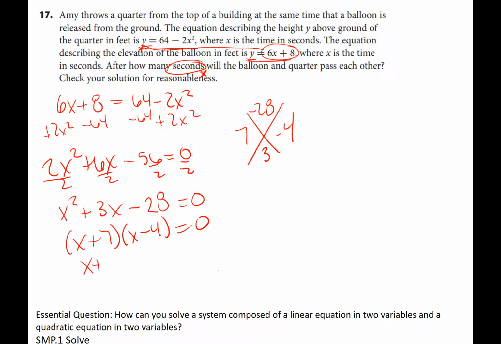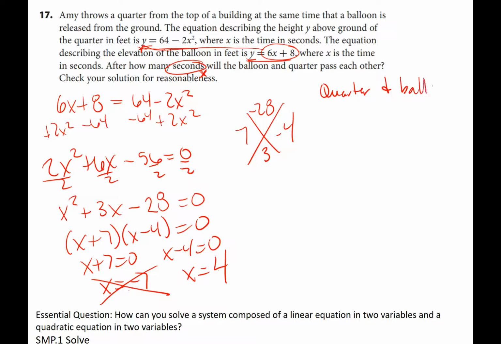And we're going to use zero product property to split them up and set them both equal to 0. So x equals negative 7 and x equals positive 4. Now, it's time. We can't go backwards in time, so negative 7 is not a reasonable answer. So we could say the quarter and balloon pass each other at 4 seconds.